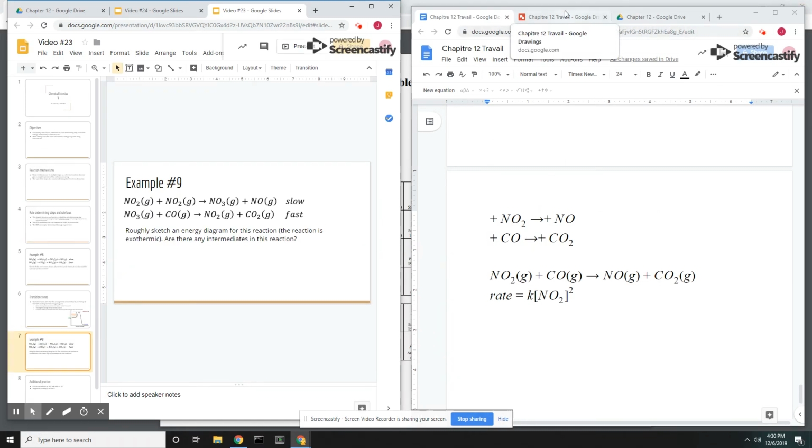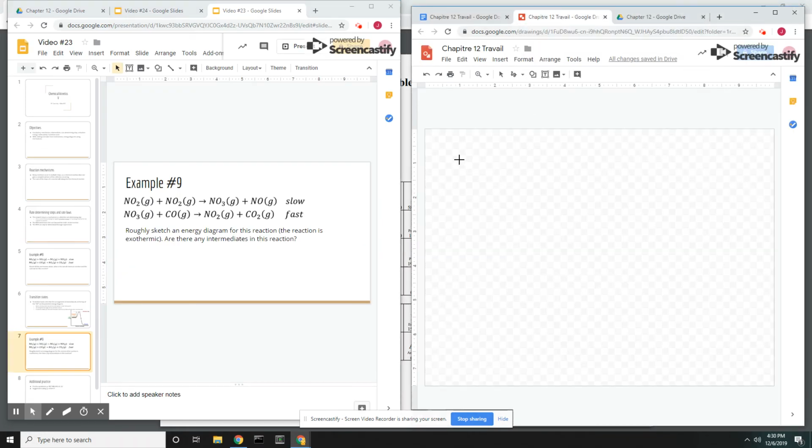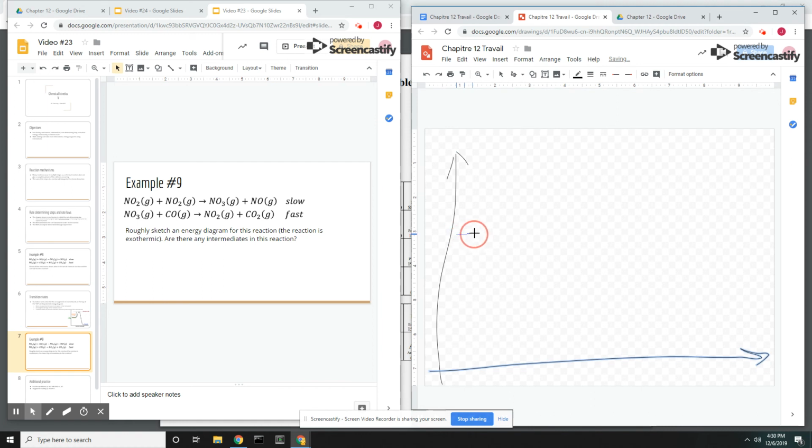Right, so I know that this reaction is exothermic, and I know that it is the first reaction that is my slow step. So overall, all that matters here is that my first step has the bigger hill than my second step, and that overall it is exothermic. There's a lot of different things that you can do with this.